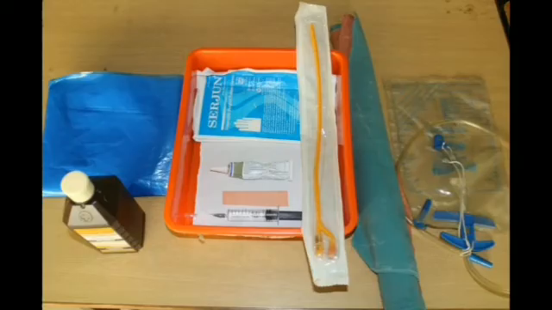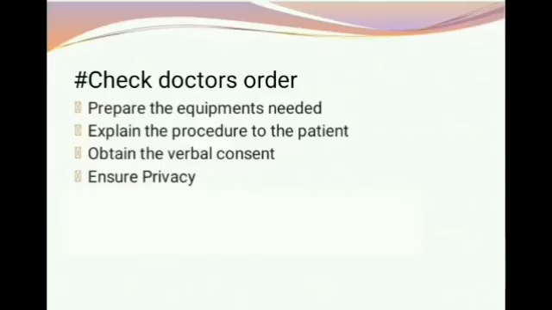The equipment: a sterile tray consisting of a steel kidney tray, 2 bowls, artery forceps, a central hole towel, and a clean tray containing sterile gloves, lignocaine jelly, a 10 ml syringe with sterile water, Foley's catheter with urobag, betadine solution, adhesive tape, and Macintosh. The preliminaries are: check doctor's order, prepare the equipment needed, explain the procedure to the patient, obtain verbal consent, ensure privacy.